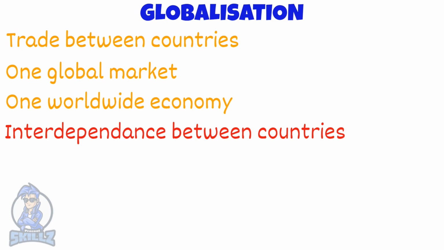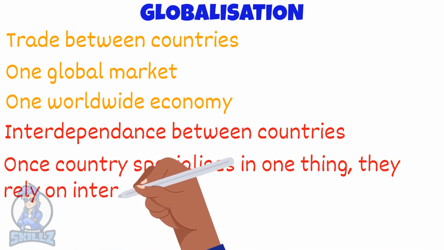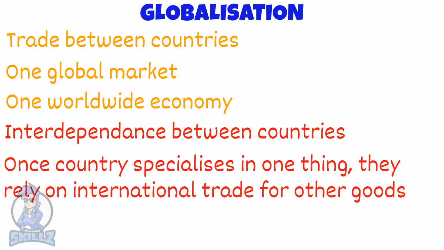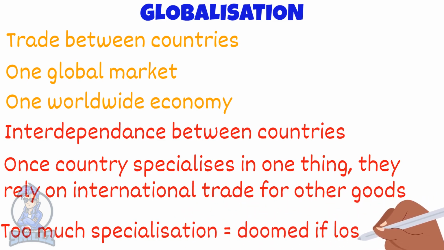Once countries specialize in the production of a narrow range of goods and services, they rely on international trade. This means they rely on other countries for the supply of goods and services that they do not produce in sufficient quantities for themselves. If the level of specialization is too high, a country may be at risk if there is a fall in global demand for its specialist products. A fall could lead to a serious loss in income.